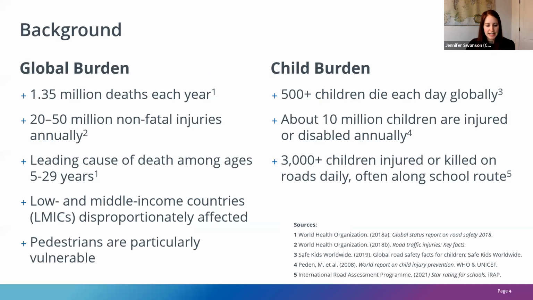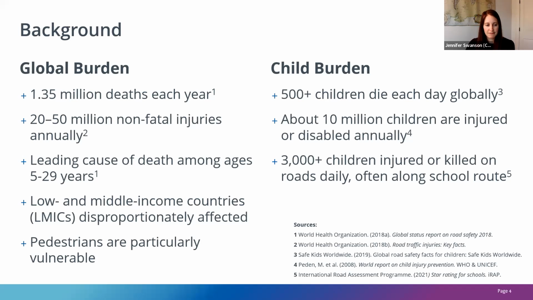So to provide some context, globally there are 1.35 million deaths and 20 to 50 million non-fatal injuries each year as a result of road traffic crashes. Among people aged 5 to 29 years, road traffic injuries are the leading cause of death, and low and middle income countries are disproportionately affected. Pedestrians are particularly among the most vulnerable road users, and even further, pedestrian children are at highest risk.